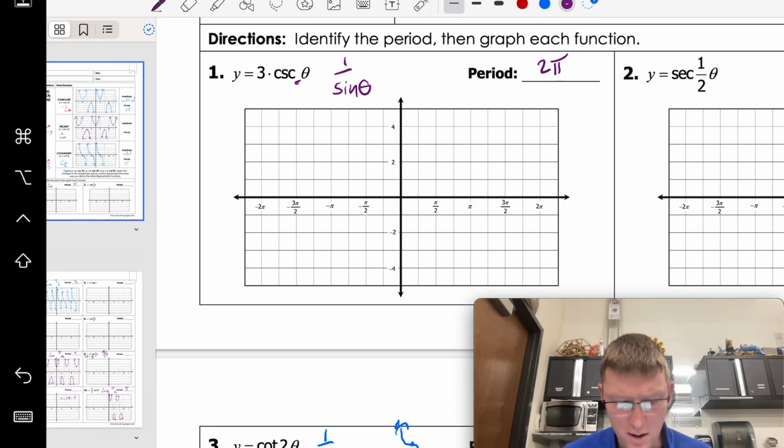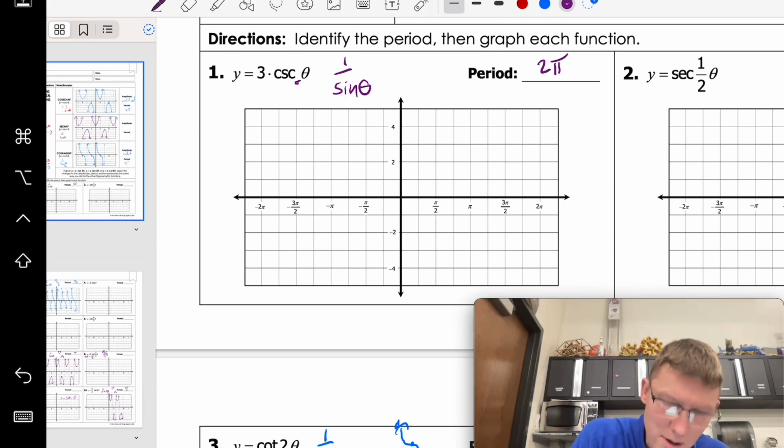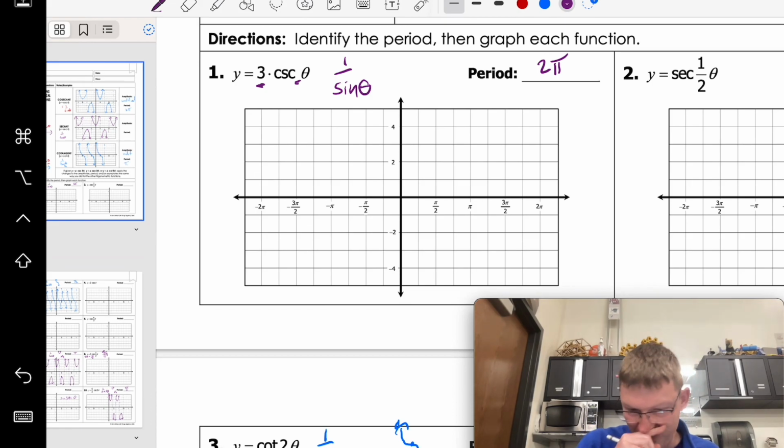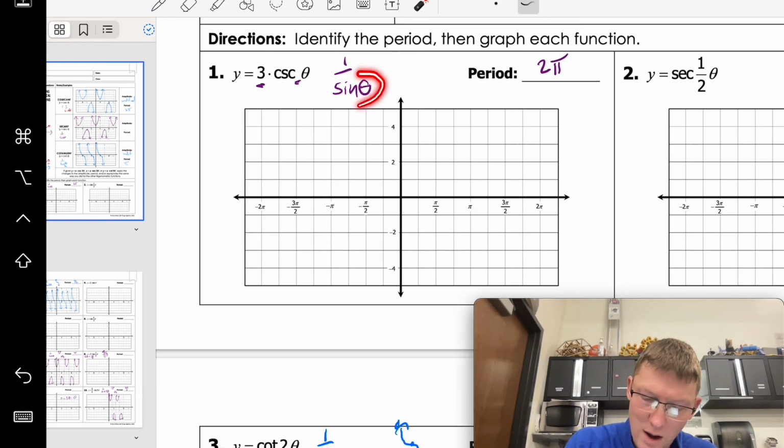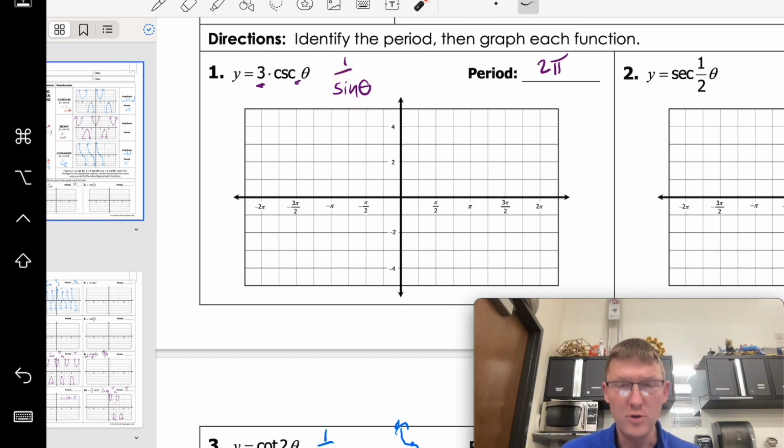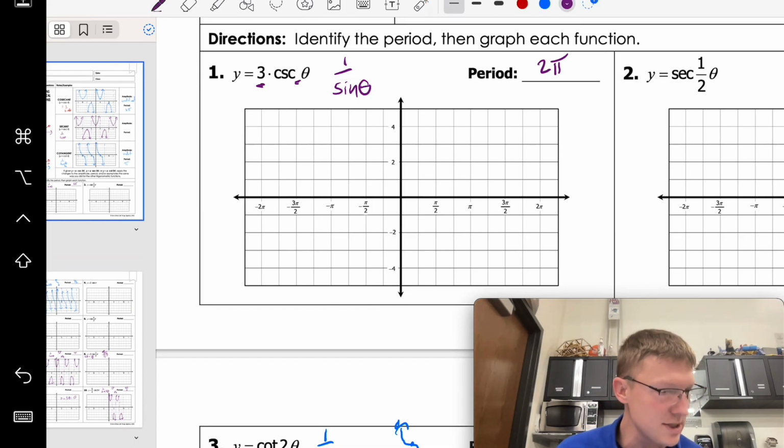So from there, it's not an amplitude, but kind of an amplitude of 3 right there. That's going to come into play a little bit later. But it's really helpful to start by finding the asymptotes. The reason I say that is because we've got 1 over sine of theta. So when sine equals 0, cosecant is going to have an asymptote. So knowing where sine equals 0 is super helpful.